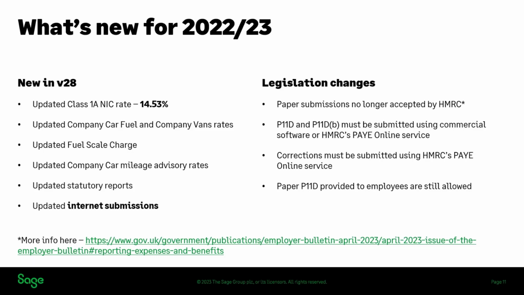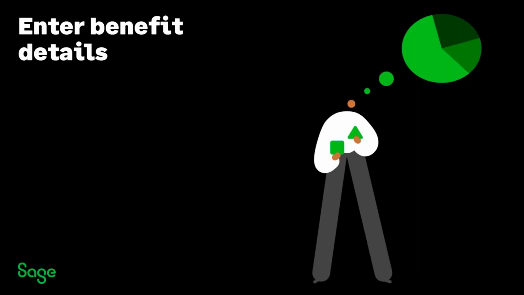However, paper P11Ds provided to employees are still allowed. So you can still give them a paper copy or an email version if you prefer from the software. And you can read more about that legislation change in the latest edition of the Employer Bulletin, which I've linked to on the slide. So that really covers off the update.